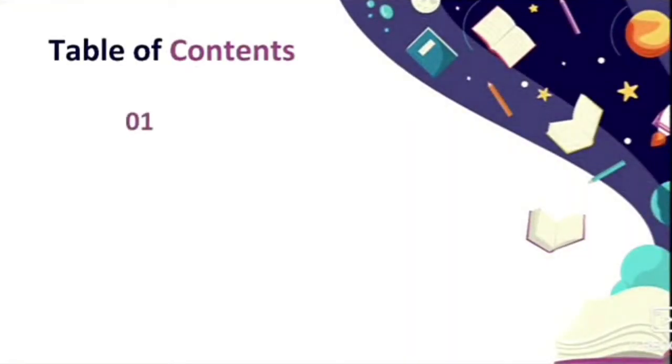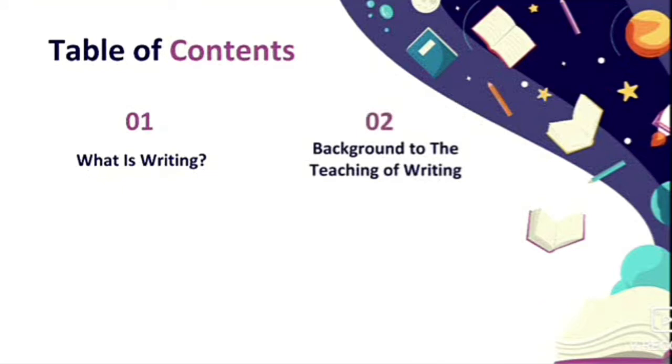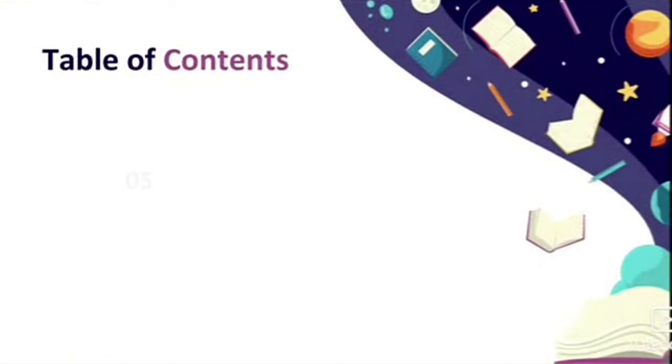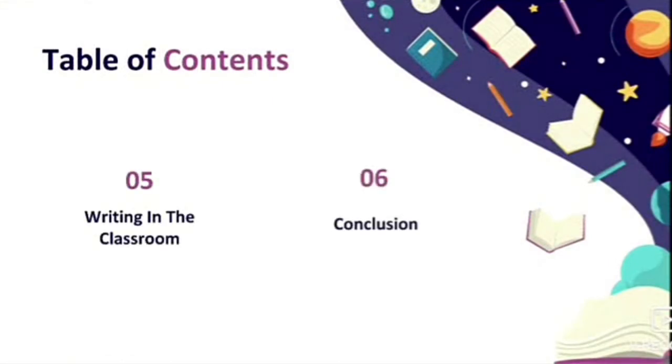Table of contents about teaching writing to young learners are: the first one is what is writing, the second is background to the teaching of writing, the third is the development of writing skills, fourth is classroom technique and activities, the fifth is writing in the classroom, and the last one is conclusion.